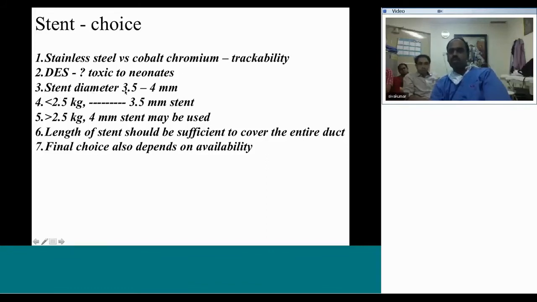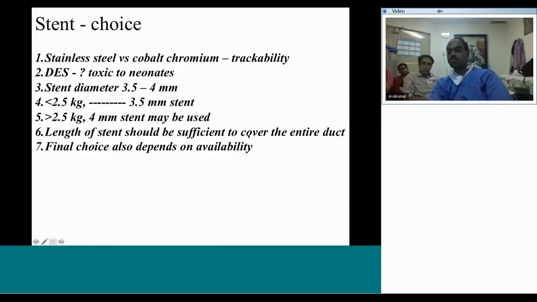Stent diameter is usually between 3.5 to 4 millimeters. If the newborn is less than 2.5 kilograms, then go for a 3.5 millimeter stent. If the newborn is more than 2.5 kilograms, use a 4 mm stent. This logic is based on newborns getting a 3.5 millimeter VT shunt by the surgeons. Now, there is no point in putting smaller than 3.5. They will quickly be overgrown, and within about 1 month itself, you will have severe cyanosis for the patient.